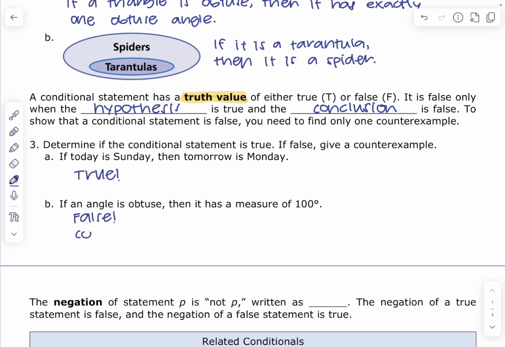And a counterexample could be maybe 150 degrees, right? 150 is obtuse, but 150 is not 100 degrees.